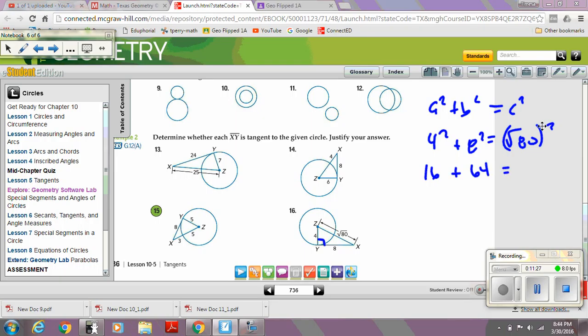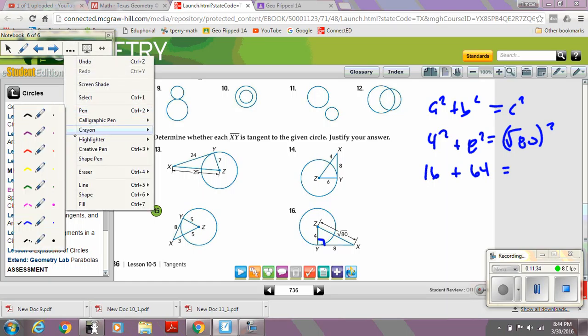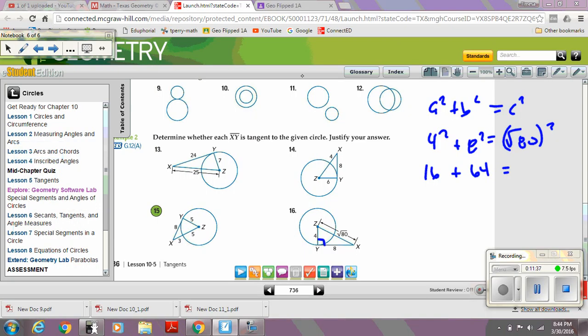And anytime you square a square root, they technically cancel each other out. You'll learn more about that in Algebra 2. But again, a square and a square root cancel each other out. So the right side is simply just 80. Now combine 16 and 64, you get 80 as well. So yes, 80 does equal 80. Thus, XY is tangent to circle Z.